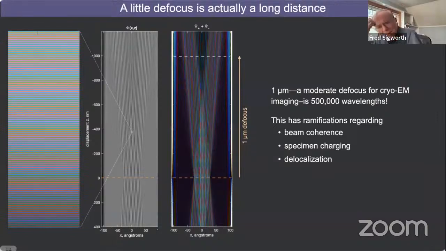Now, we usually use defocus values on the order of a micron, maybe a bit more, maybe a bit less. And when you think about it, if we are defocusing a whole micron, a whole 10,000 angstroms above the specimen, that's a really long distance. It's 500,000 wavelengths, because the electron wavelength is so short. And this has big ramifications.